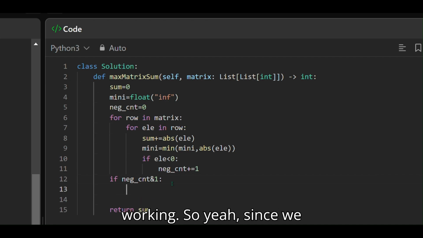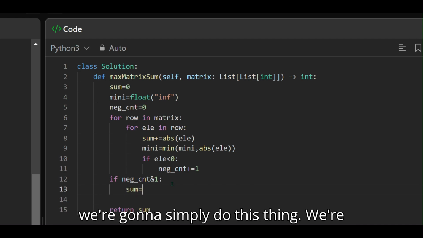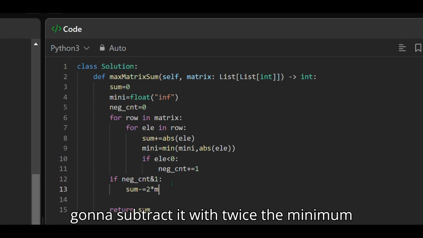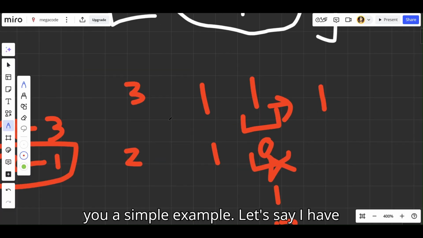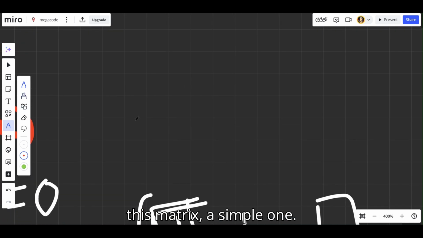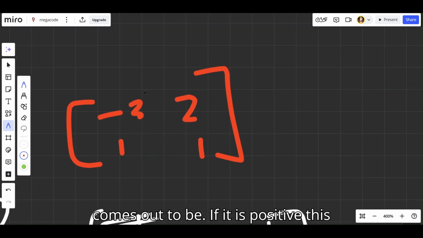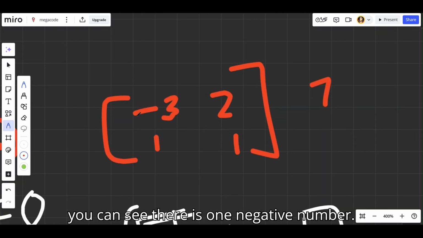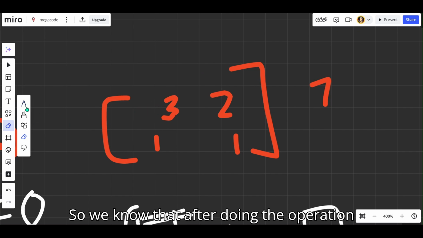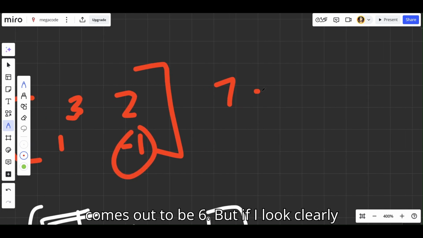So since we encountered an odd number of negative counts, in our sum we're going to subtract twice the minimum value. You must be thinking, why twice? Let me give you a simple example. Let's say I have this matrix, a simple one: minus 3, 2, 1 and 1. If I do an absolute sum of this, it comes out to be 3 plus 2 plus 1 plus 1, which is 7. As you can see, there is one negative number. So after doing the operation, we pick the minimum value and put a negative on it. If I subtract it directly, it comes out to be 6.